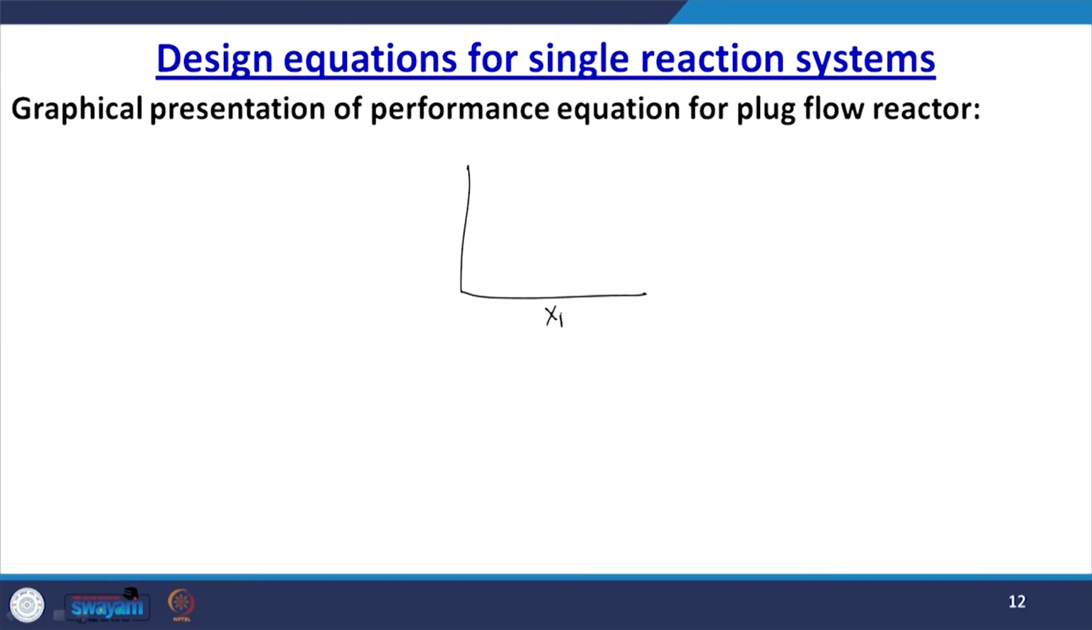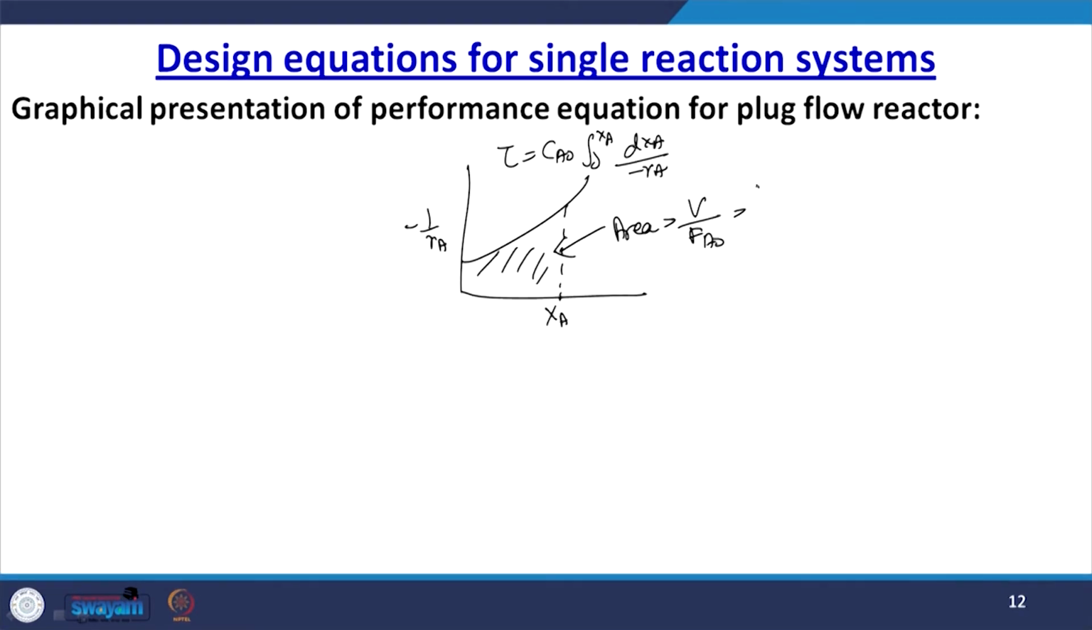Now, if we represent this graphically, we can put it like this, and this is truly the experimental approach. Now we have tau is equal to CA naught integral from 0 to XA of dXA upon minus RA. Now for any epsilon, we can write the area is equal to V upon FA naught, which is equal to tau CA naught. And if we wish to represent it with respect to the concentration of monomer A, then it is like this.